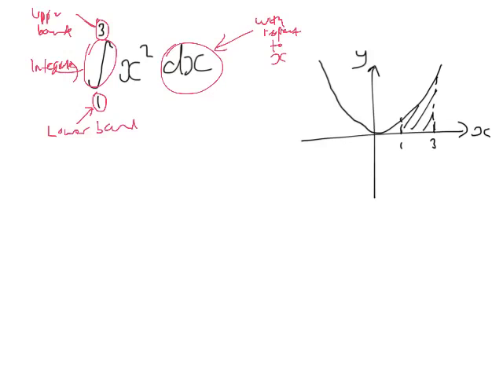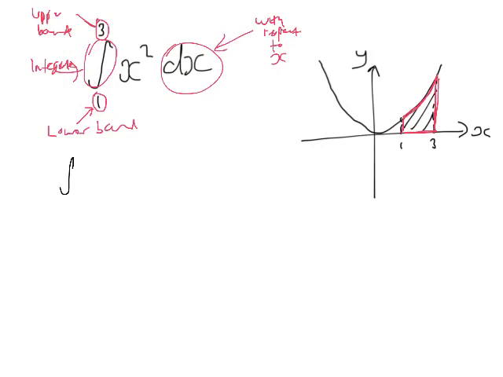And what we actually get when we integrate this function between 1 and 3 with respect to x is the area bounded by the curve y equals x squared and the x-axis between the values of x equals 1 and x equals 3. So integrating this function will give us a numerical value.